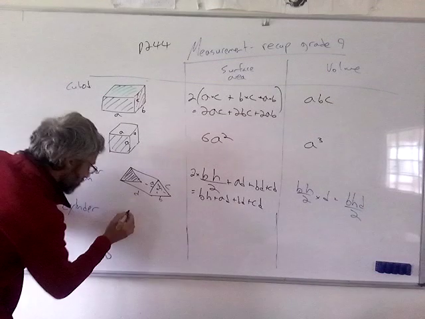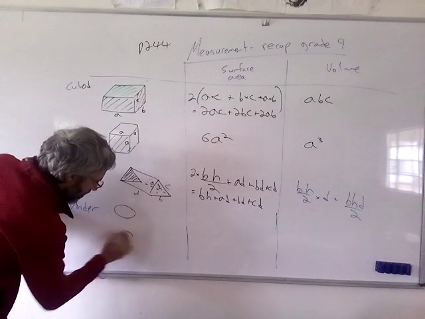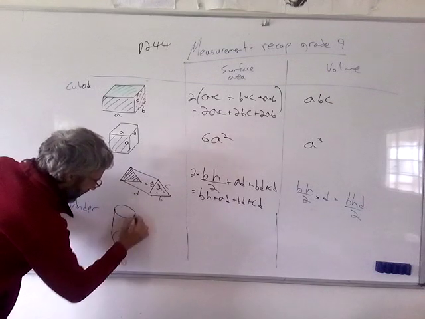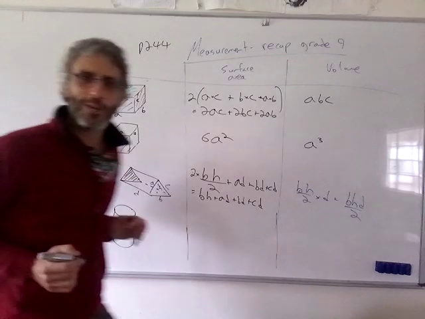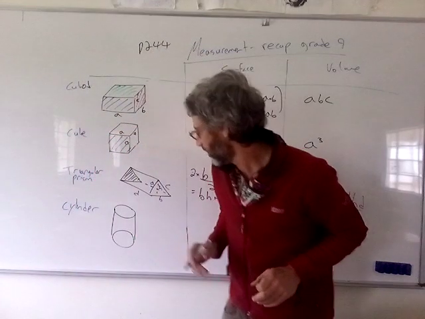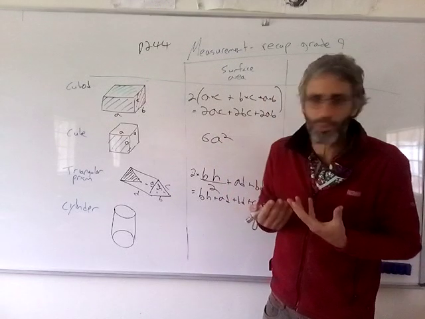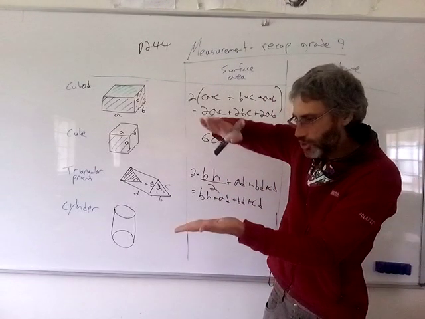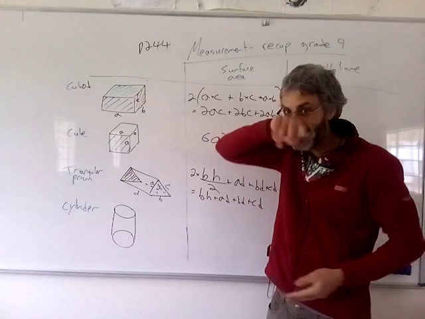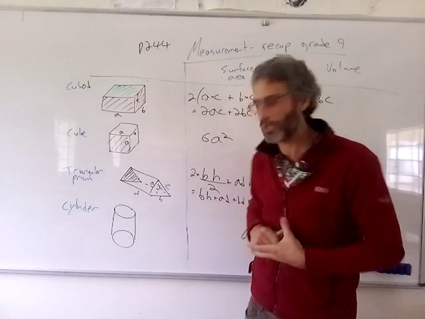And how do you draw it? You draw one circle here, you draw one circle there, and then you just connect them like this. It's like a toilet roll. And again, why would I call it a prism? Because it has two bases that are parallel to each other and they're identical. That's, I think, the definition of a prism.